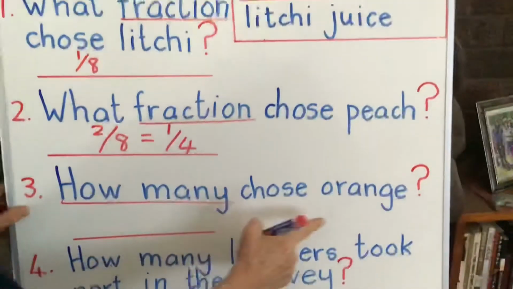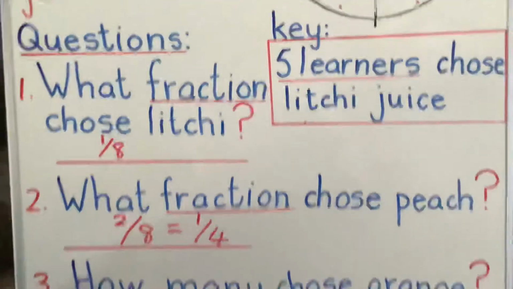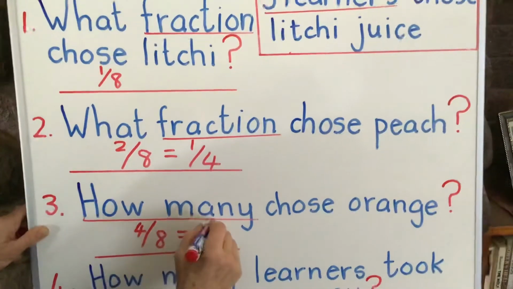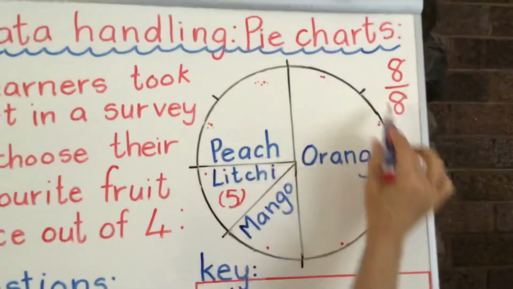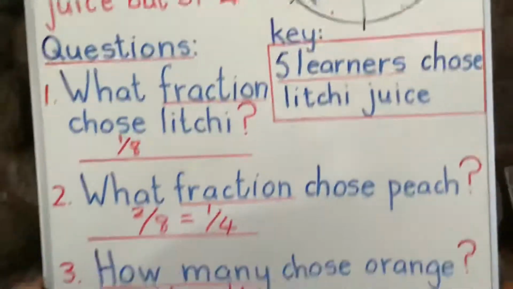Number 3, how many chose orange? How many pieces is this? 1, 2, 3, 4. 4 out of 8. And we know that 4/8 is the same as 1/2. And in fact, you can see this, the size of this piece here. You can actually see it's half chose orange. Can you see that?